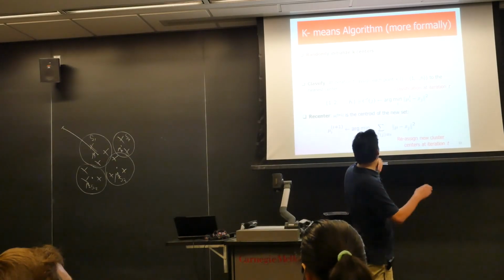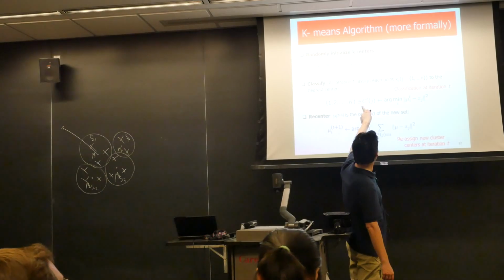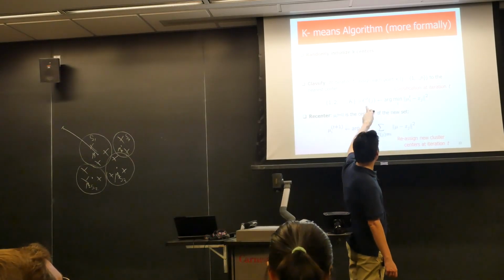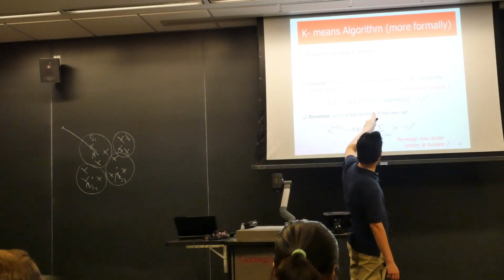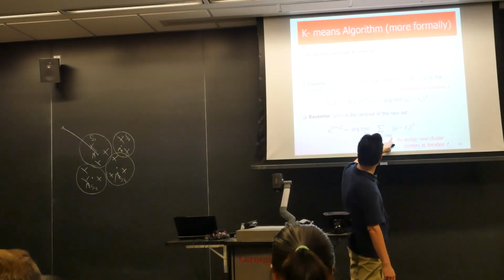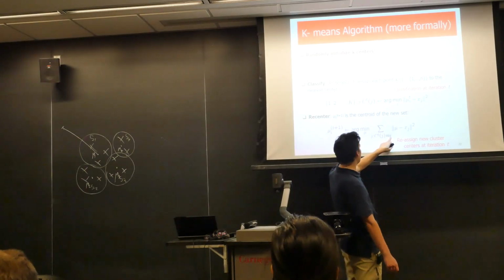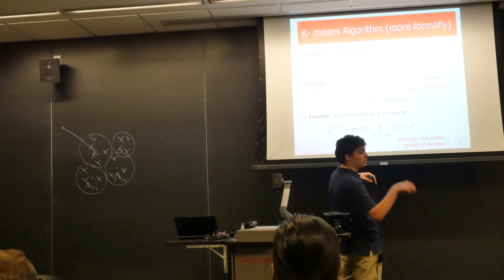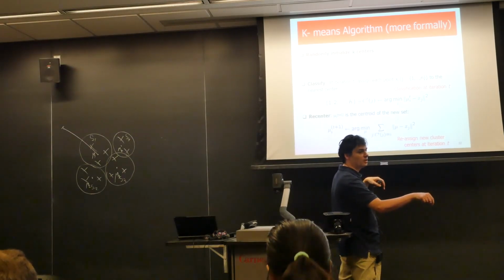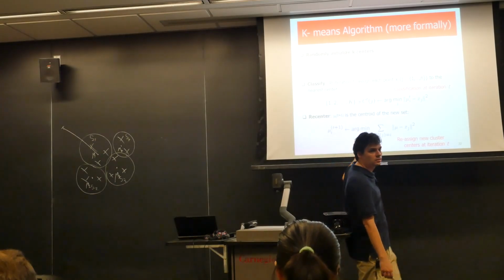And then you do a recentering. So after you found these cluster assignments, then for those points that belong to class i, so those xj instances that belong to cluster i, you calculate the empirical mean of those points, and that will be your new updated cluster center.